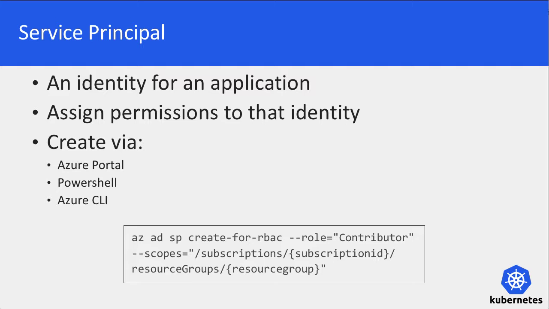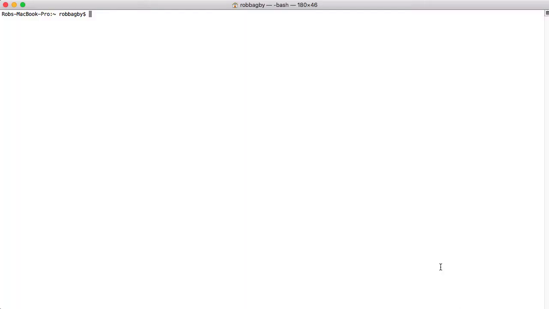So you can again create a service principal via the portal, PowerShell, or the Azure CLI, which is what I'm going to do. And you can see this command, while it looks a little bit scary, is really quite simple. It's az ad for Active Directory, sp for Service Principal, create-for-rbac. You're going to set the role of contributor, and then you're going to pass the scopes. And the scope is going to be really simple for us to get. All we're going to have to do is list out our resource groups, and we can copy it directly from there. So with that, why don't we just jump into the terminal and do that?